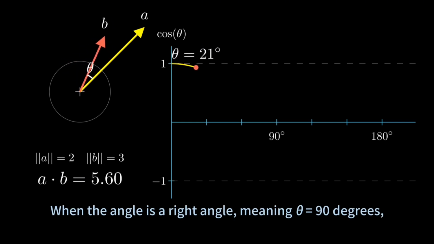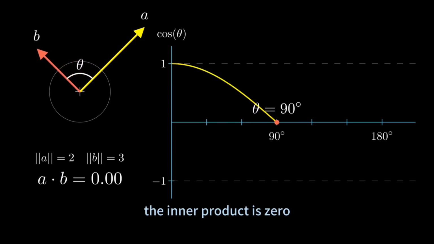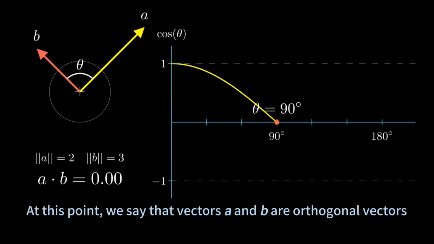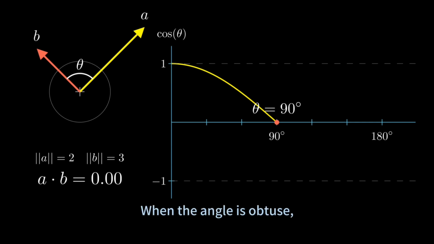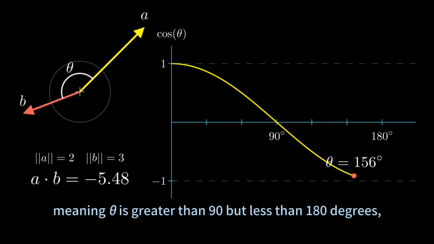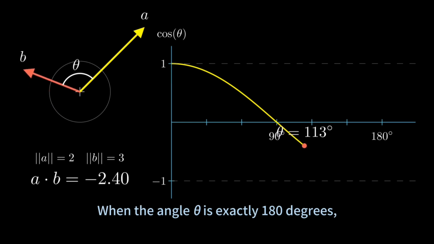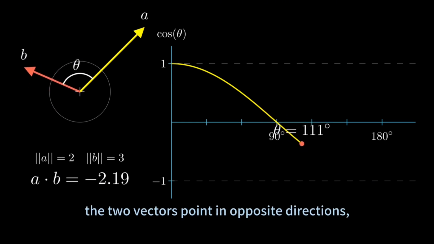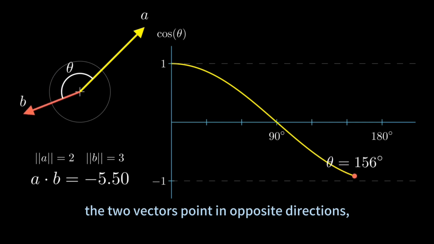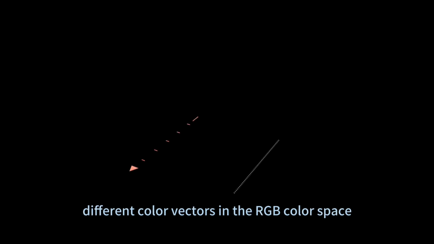When the angle is a right angle, meaning theta equals 90 degrees, their inner product is 0. At this point, we say that vectors A and B are orthogonal vectors. When the angle is obtuse, meaning theta is greater than 90 degrees but less than 180 degrees, the inner product of A and B is negative. When the angle theta is exactly 180 degrees, the two vectors point in opposite directions, and their inner product is minimized.